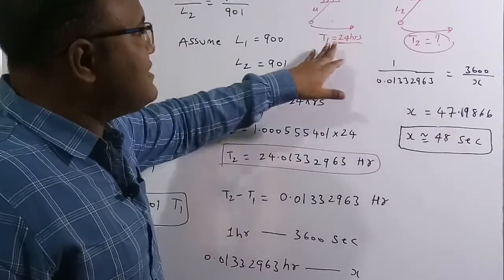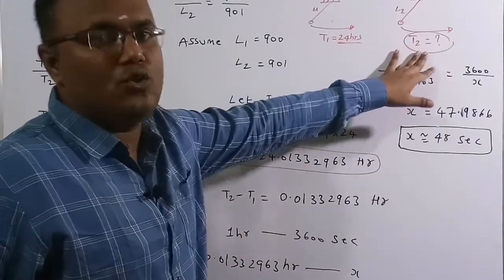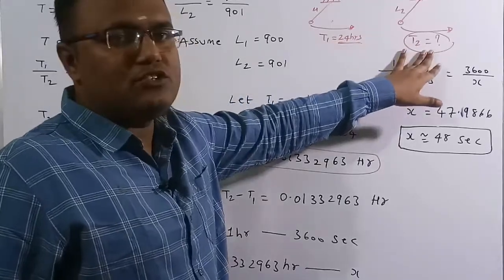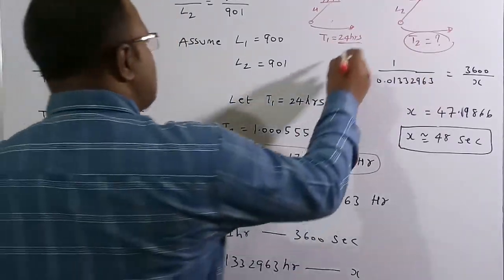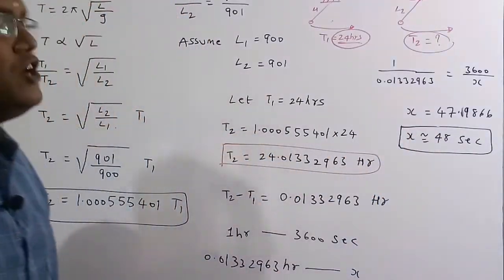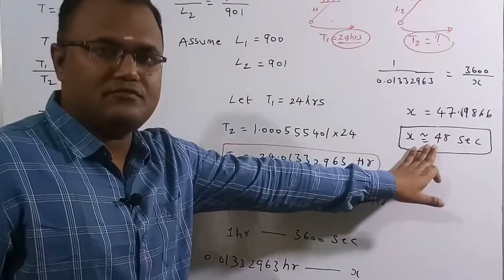So therefore this one is very fast and this one is very slow. So it is going to swing in a faster time when compared to the second one. So suppose the time period is 24 hours, it is going to lag by 48 seconds. So therefore this is the correct solution of this question.